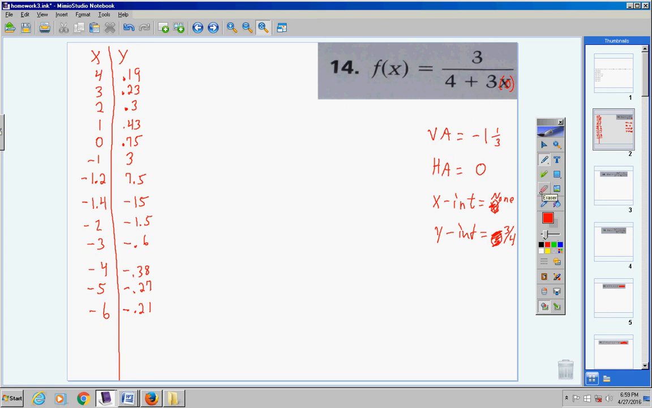Okay. I'm going to erase this, so memorize this. Vertical asymptote, negative 1 1/3. Horizontal asymptote at 0. Y-intercept at 3/4. So here we go.